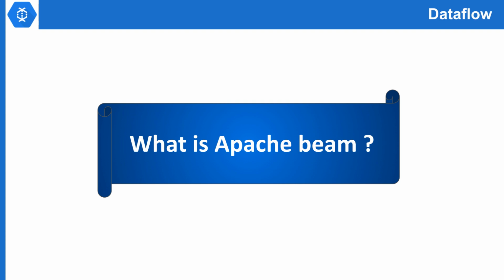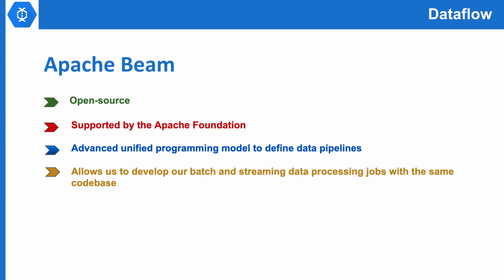What is Apache Beam? Apache Beam is an advanced unified programming model to define data pipelines. It was developed by Google. Now it is open source and supported by the Apache Foundation. It allows us to develop our batch and streaming data processing jobs with the same code base and to plug it into our different data storage and messaging systems through Google Cloud connectors.